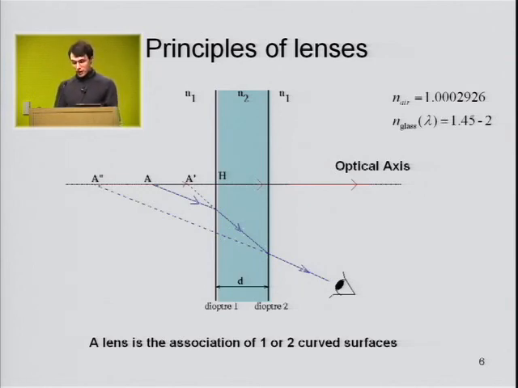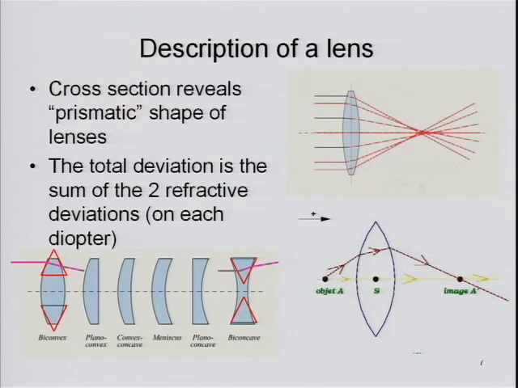So a lens works about the same. The only difference is that one of the 2 diopters, if not both, are actually curved, which will deviate the rays a little more. So if we look at the cross-section of a lens, it looks very much as if we have 2 prisms, these 2 prisms being centered around the optical axis.